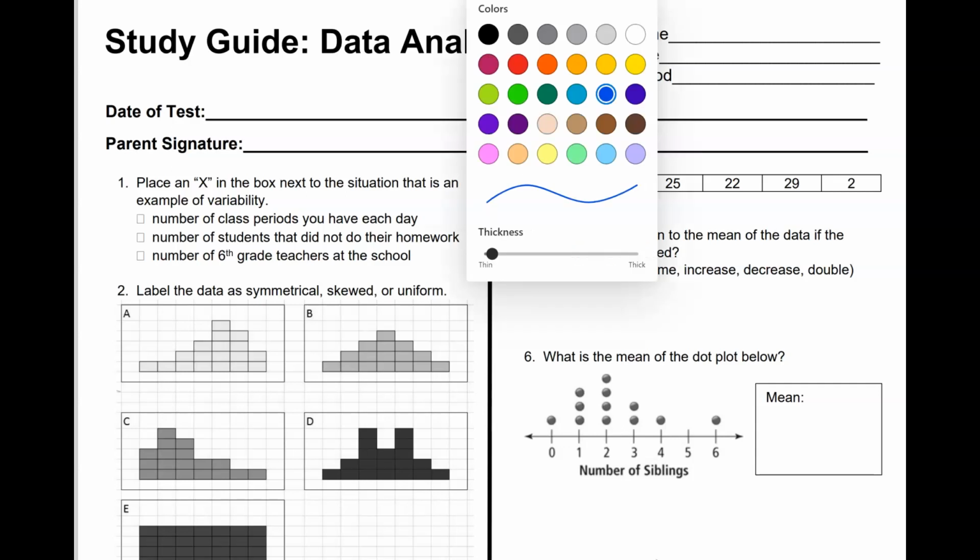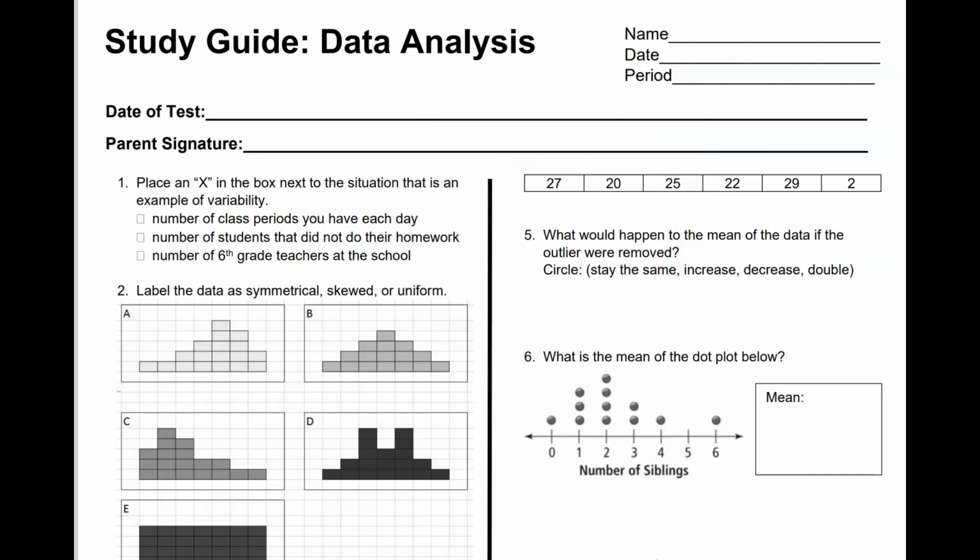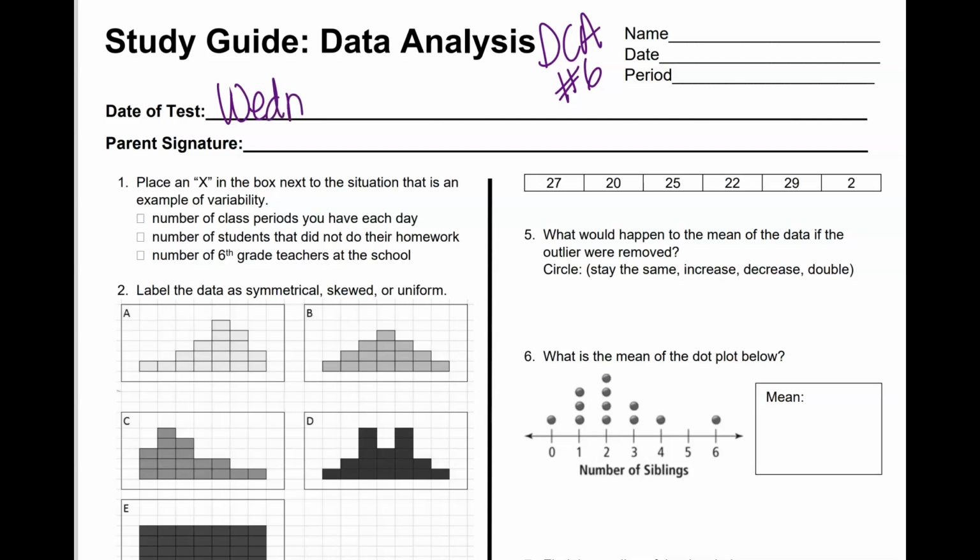Today we're going to look at our study guide over our data analysis unit. This is going to be a DCA and it's going to be our last one, so it's number 6. The date of your test will be Wednesday, April 21st.